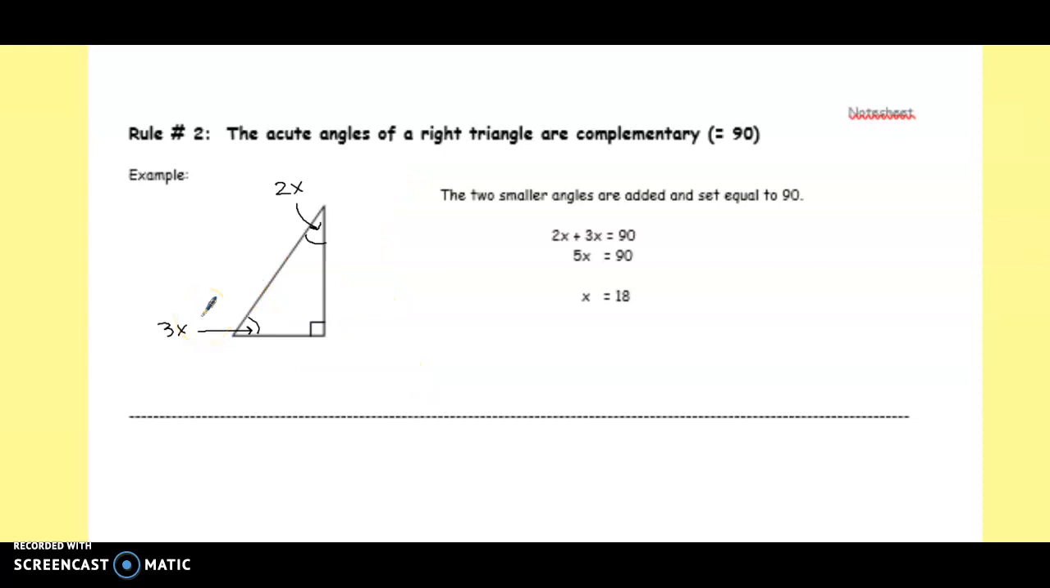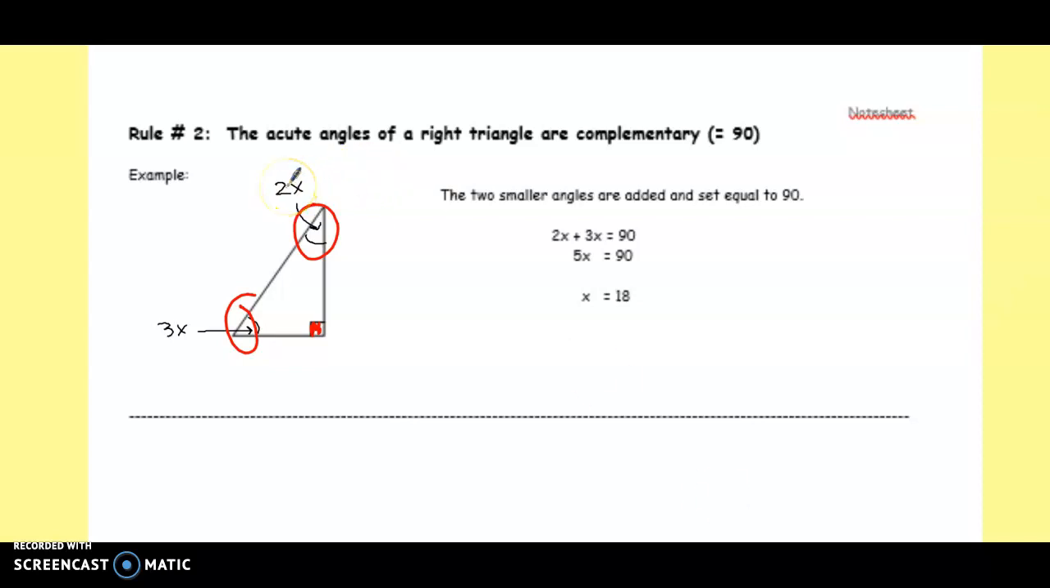All right, taking a look at rule 2. So the acute angles of a right triangle. Remember, we talked about a right triangle has the symbol right here. So this is our right angle. The other 2 angles are acute angles, and they're complementary, meaning 90 degrees is taken up right here, and these other 2 measurements are equaling 90. So the 2 smaller angles are added together and set equal to 90.